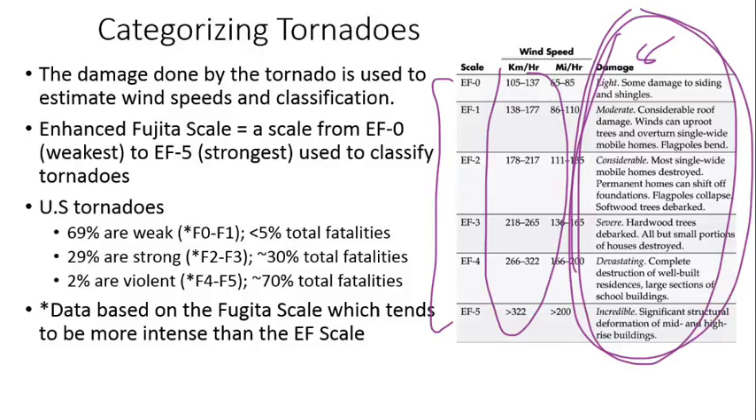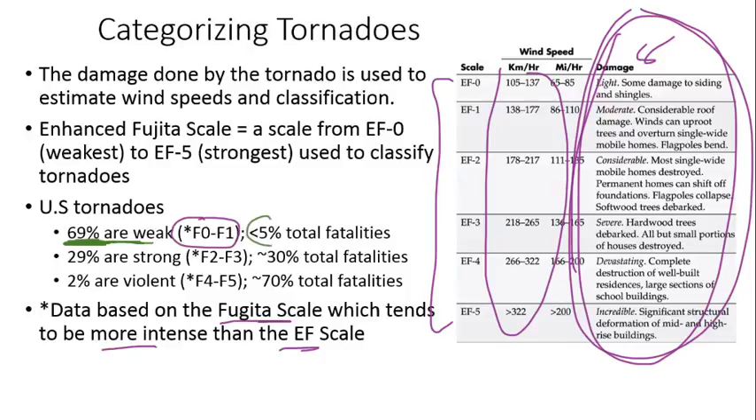So now back to the F scale, the Fujita scale. These statistics are for the Fujita instead of the EF, but that's okay. This caption down here says that the Fujita scale tends to be more intense than the Enhanced Fujita. In general, and I think this is interesting, almost 70% of tornadoes are relatively weak.